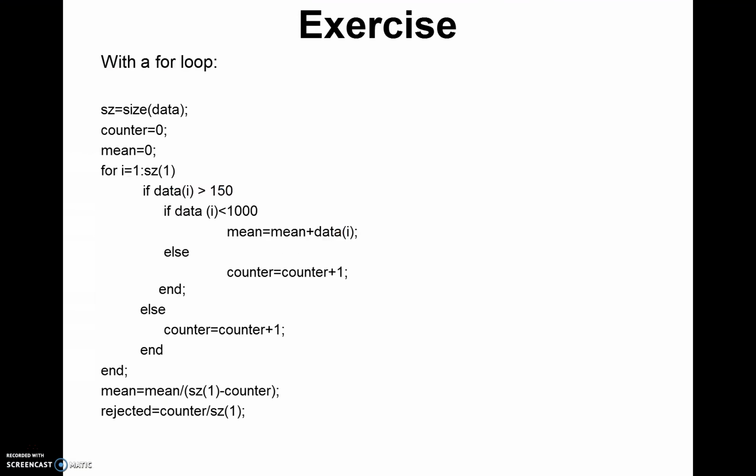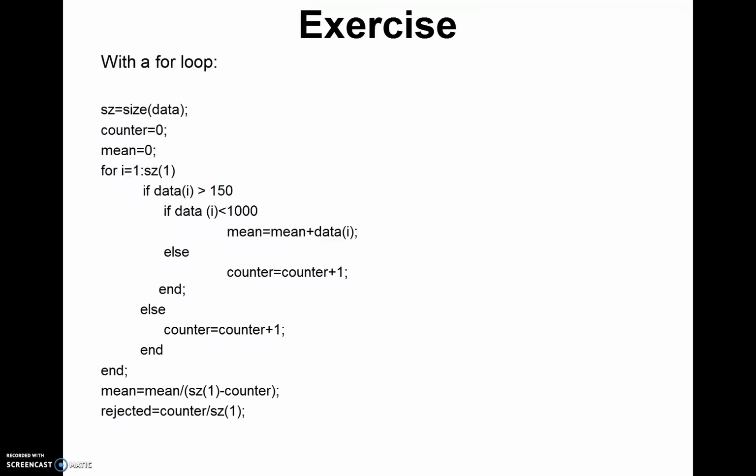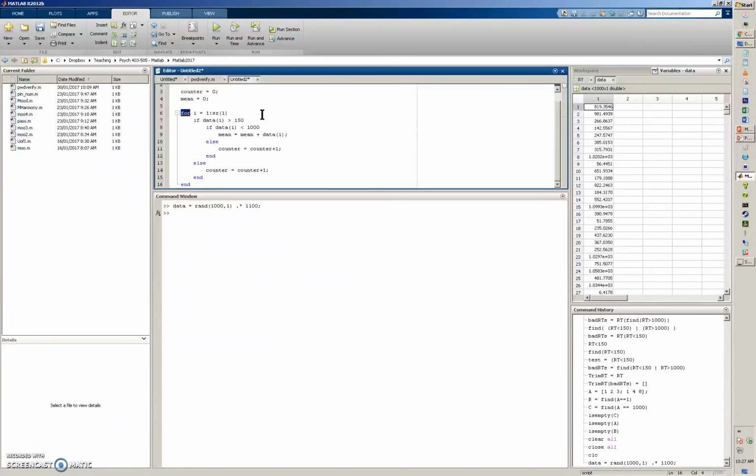Otherwise, if it's not less than 1,000, but it's still greater than 150, we're inside that loop, we'll say that the counter equals counter plus 1. Increase the counter. Then, if the data was not even greater than 150, we also want to add to the counter. We could have done a different counter for when it was less than or when it was greater than, but we'll put it all in the same counter. And then we want to end that as well. And then we're going to end this original loop that goes through our data one at a time.